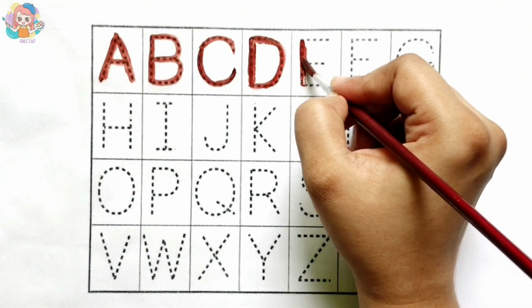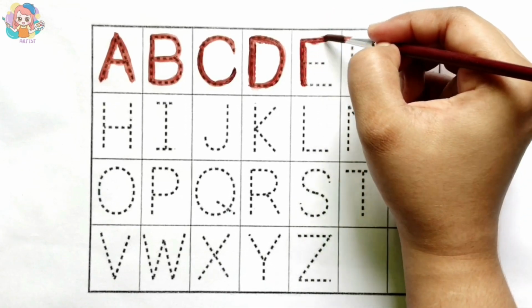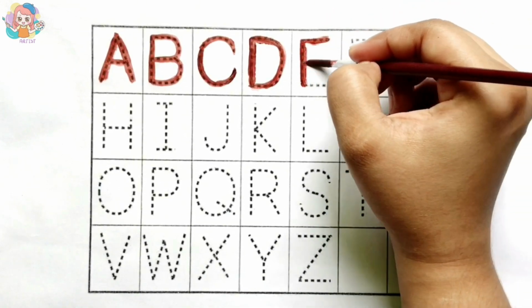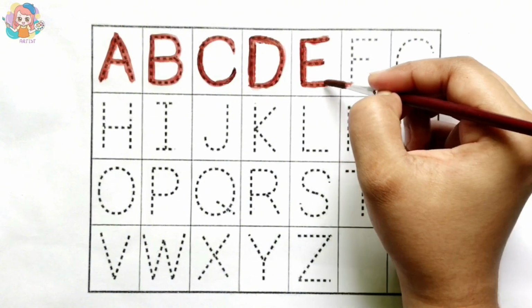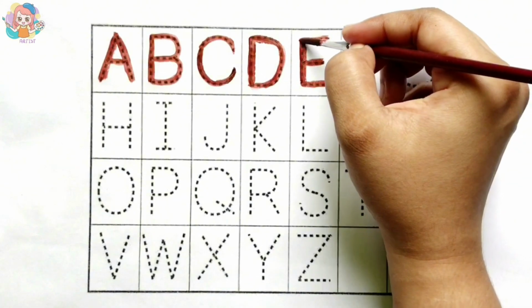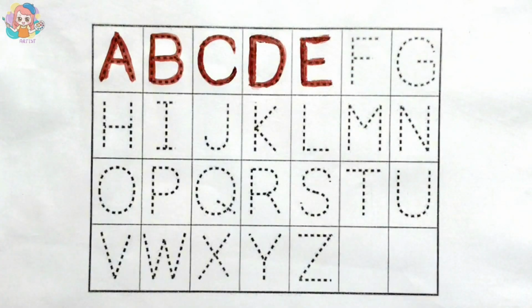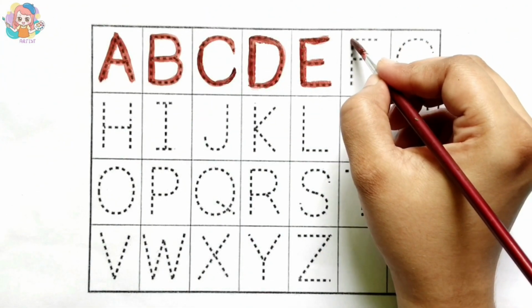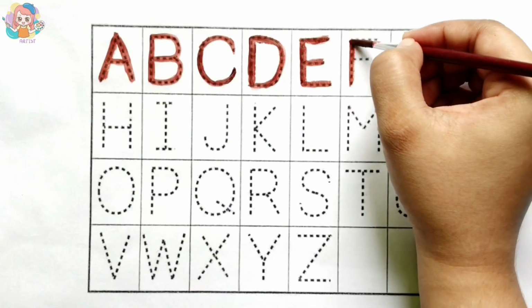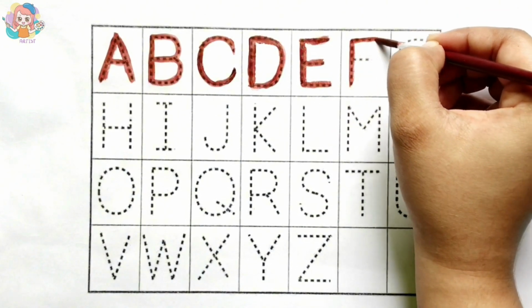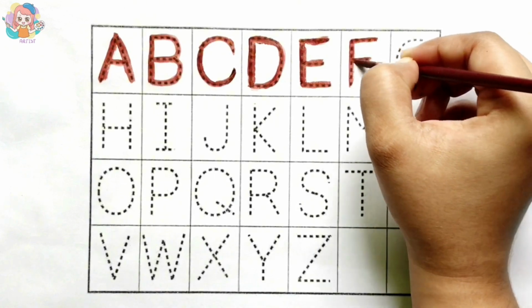E for elephant. F for fish. Now I know my ABCs. Next time, won't you sing with me?